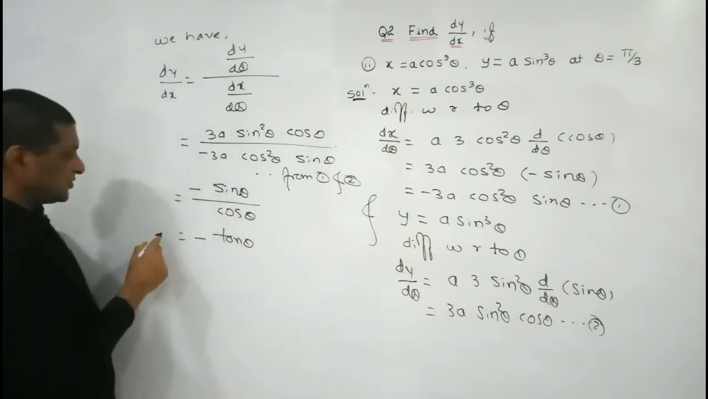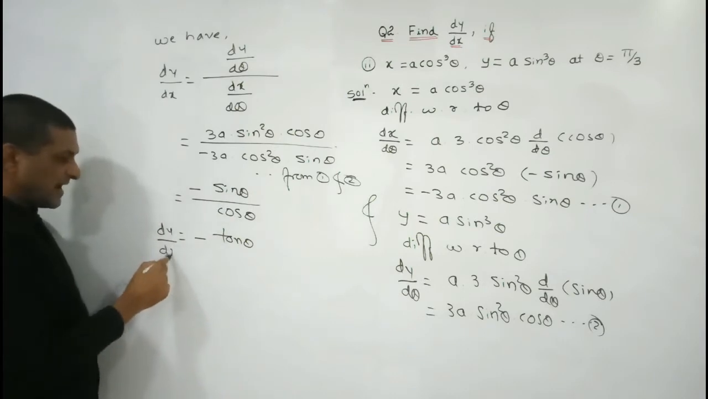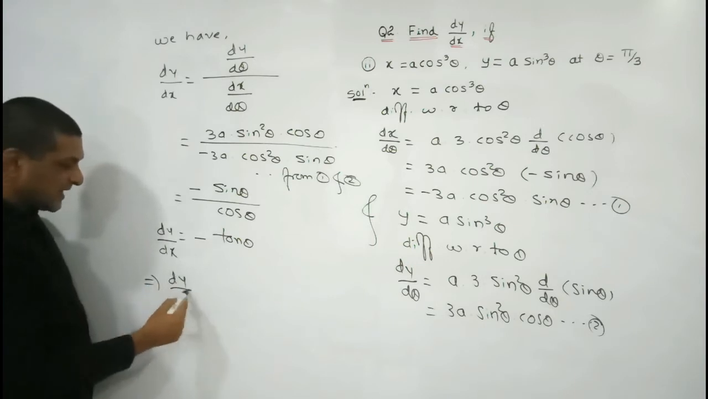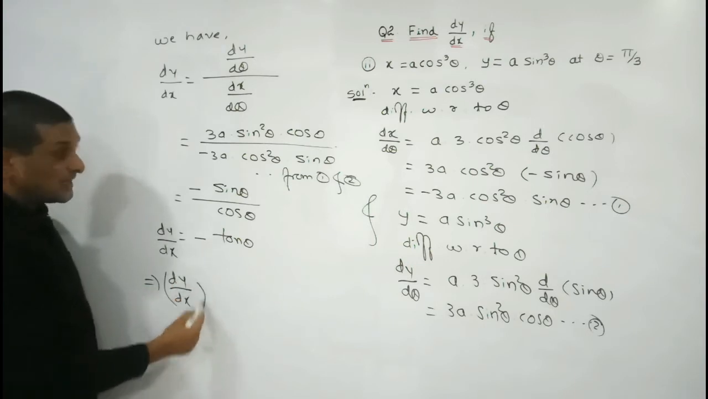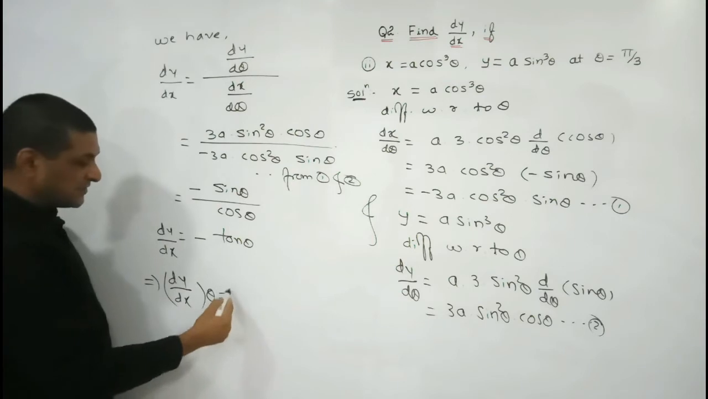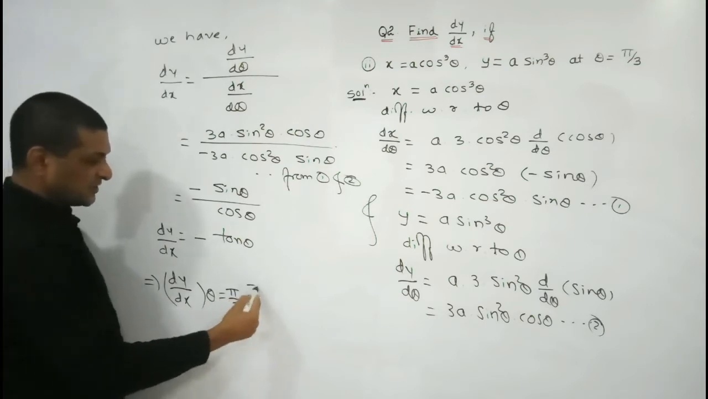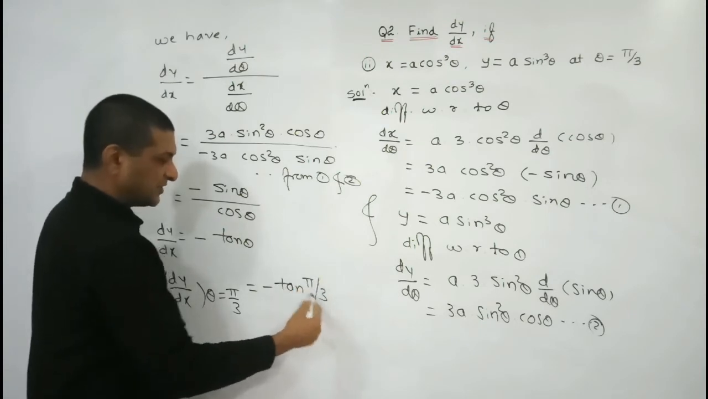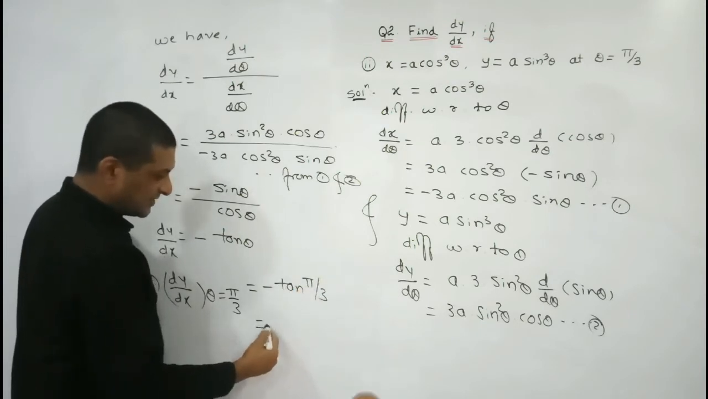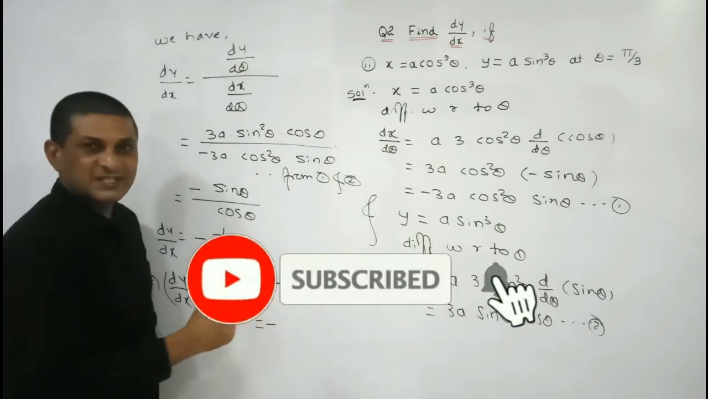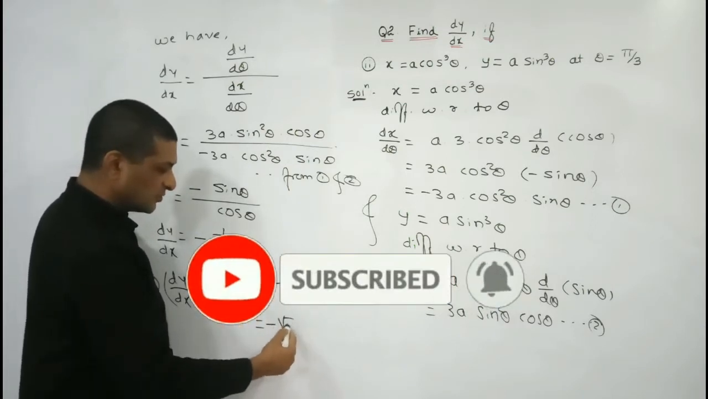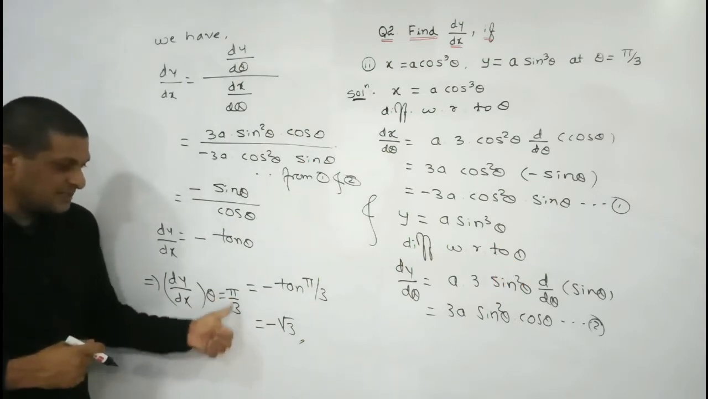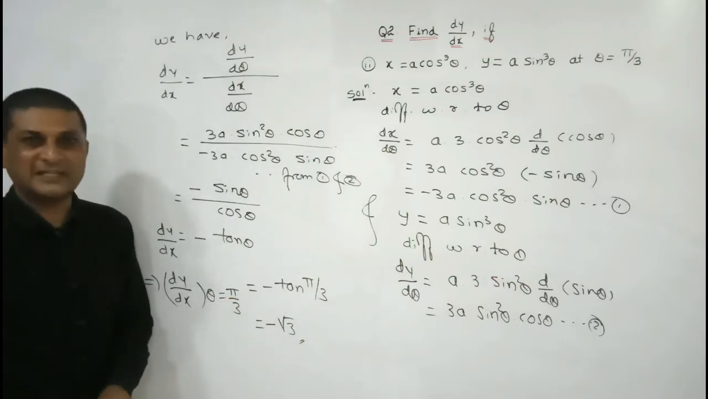Tan theta. In this way we have got the value of dy by dx, but the question is to find the value of dy by dx at theta equals pi by 3. Pi by 3 means how many degrees? 60 degrees. So minus tan, replace theta by pi by 3, which equals minus, keep it as it is, and tan 60 degrees equals root 3. So in this way the value of dy by dx at theta equals pi by 3 will be equal to minus root 3.